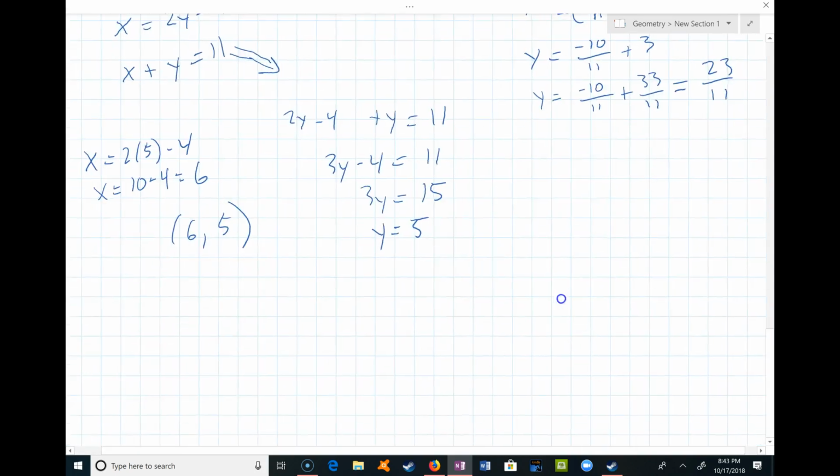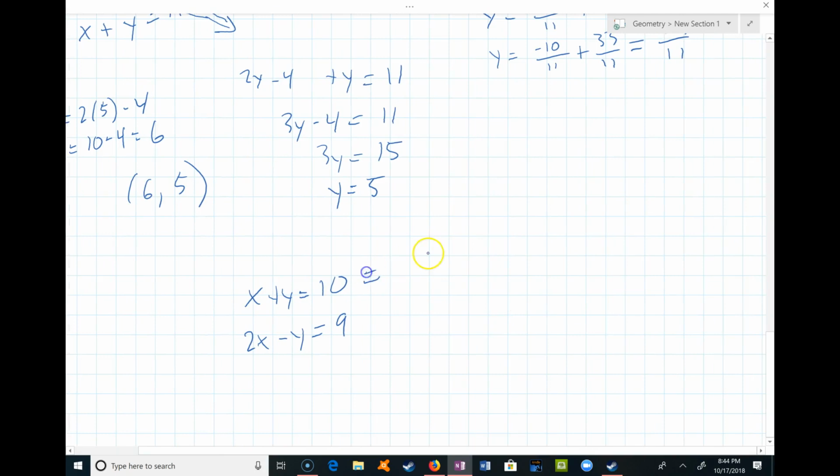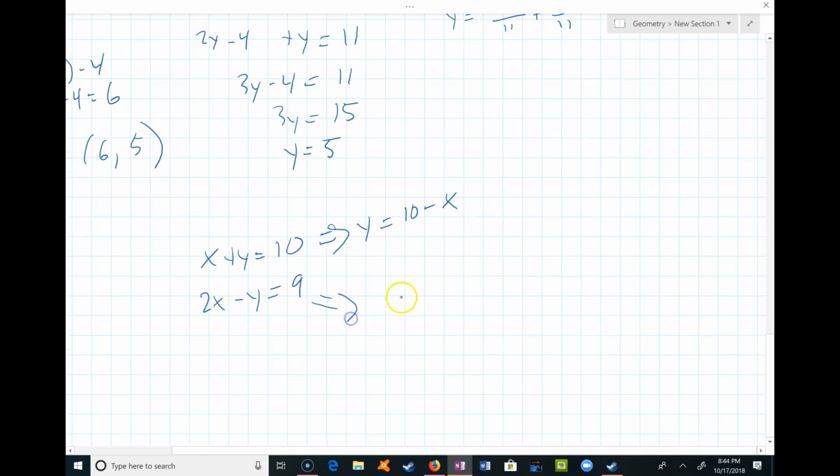Okay? What if they don't set it up nicely? What if I have something like x plus y equals 10 and 2x minus y is equal to 9? I can still use the substitution method because I could take this equation and rewrite it as y equals 10 minus x, just by subtracting x from both sides. Then I can come down to this equation and rewrite it as 2x minus something equals 9. So I'm taking out the y, putting in what y is. I'm going to put a 10 minus x there.